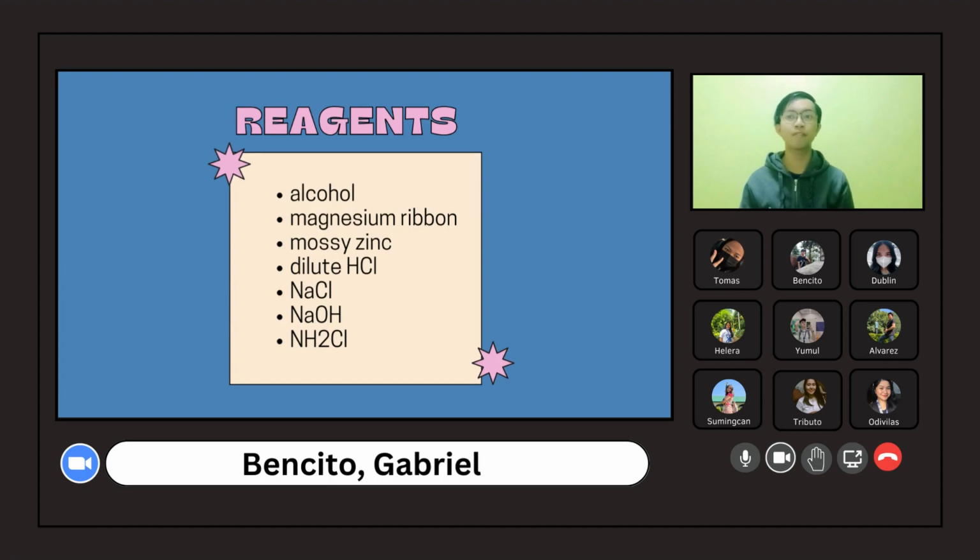During experiment 4, physical and chemical changes, our group successfully experimented by utilizing a variety of reagents. These included alcohol, magnesium ribbon, mossy zinc, dilute HCl or hydrogen chloride, NaCl or sodium chloride, NaOH or sodium hydroxide, and NH4Cl or ammonium chloride.